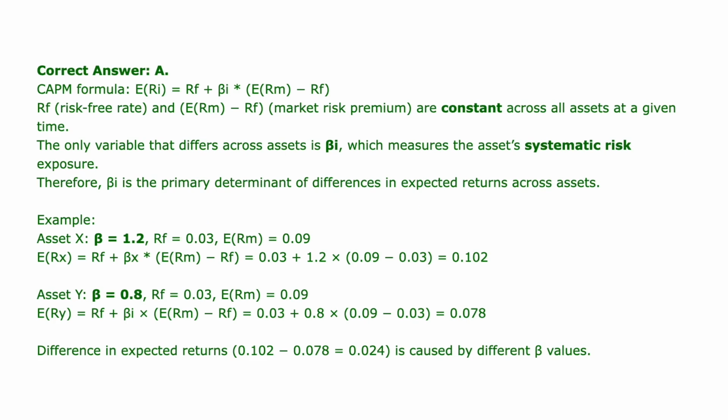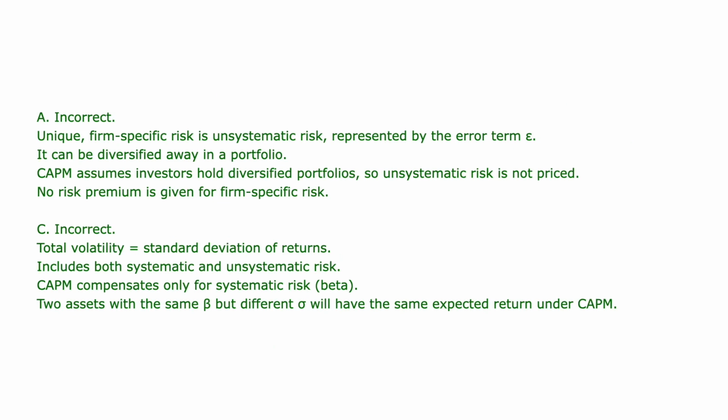In the CAPM formula, the risk-free rate and market risk premium are constant across all assets. Beta is the only variable that differs and causes expected returns to differ. Option A: firm-specific risk, unsystematic, is diversifiable and not priced in CAPM. It does not affect expected return differences.